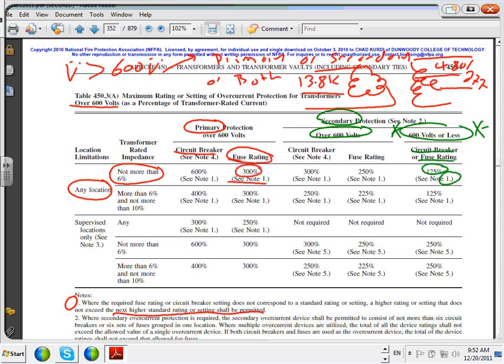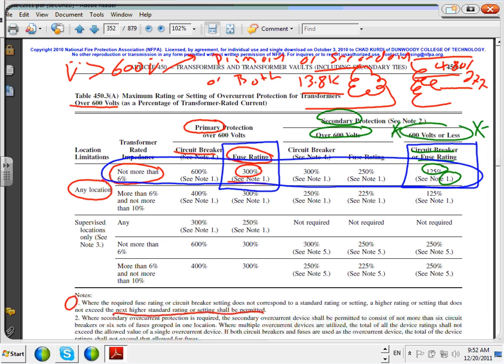So what's my default then? Your default when you size is really the first row here. That's my default. Most of the time, this is the most common, but you could use any of these. In my case, if you look at the transformer here, I will use the 600 volt or less row here, and the primary is a fuse. Can I have a circuit breaker? If I use a circuit breaker, actually, it's 6 times.